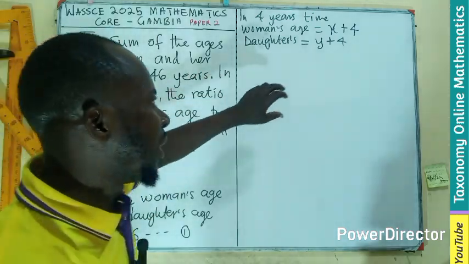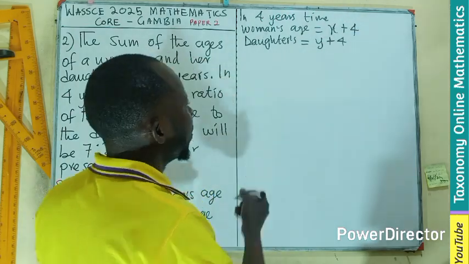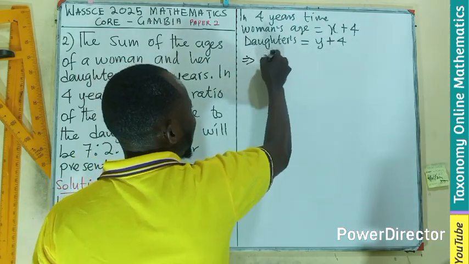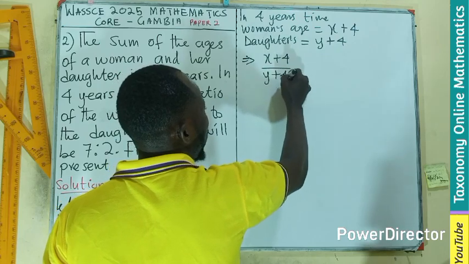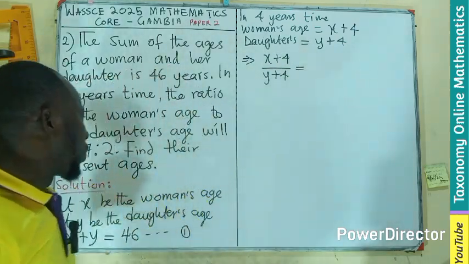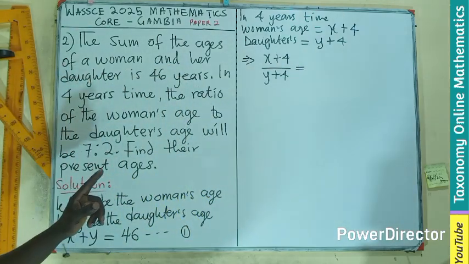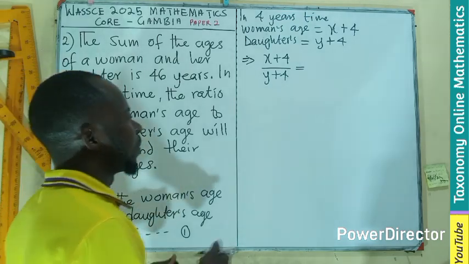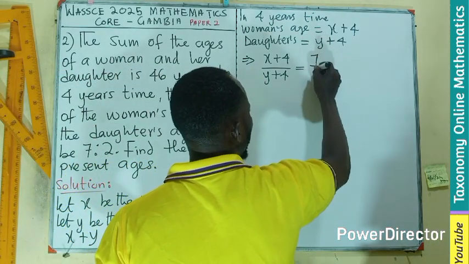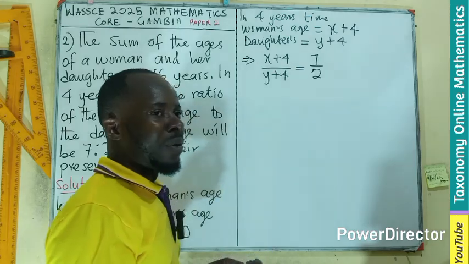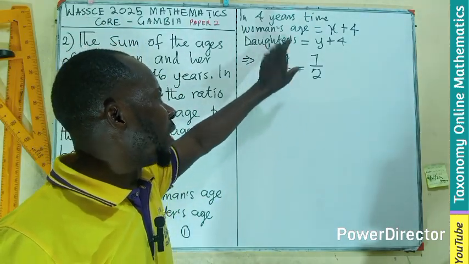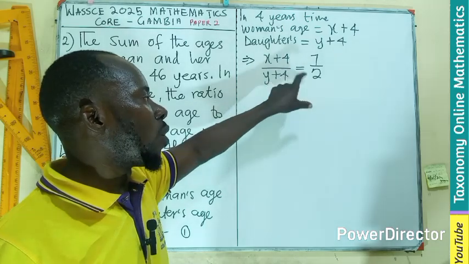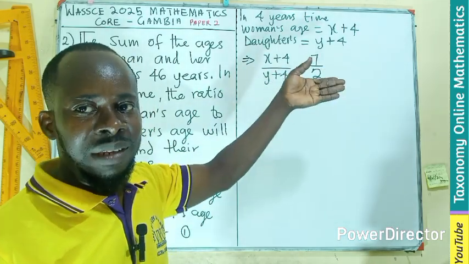So we can take this as a ratio that will imply that x plus 4 over y plus 4 will be equals to, don't forget x is the woman, so corresponding to 7. 7 is to what? 2. Remember, ratio is also a fraction. So x plus 4 is to y plus 4 equals to 7 is to 2. It's the same as the fraction we have.